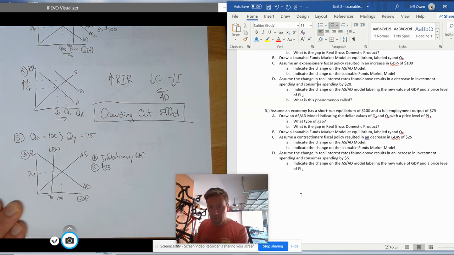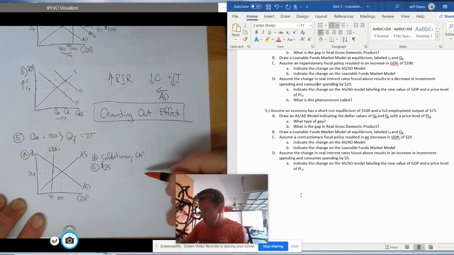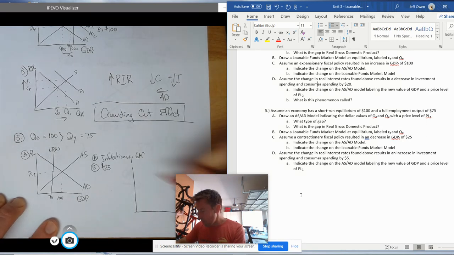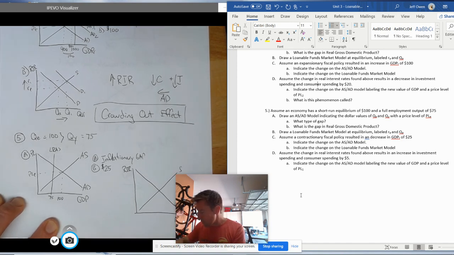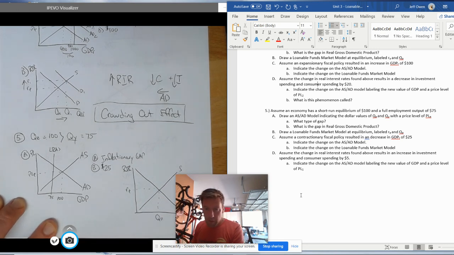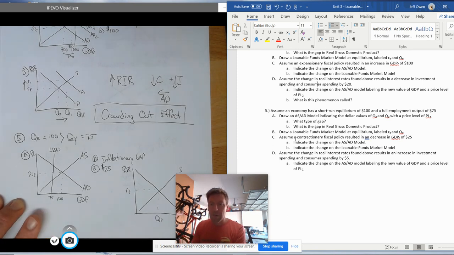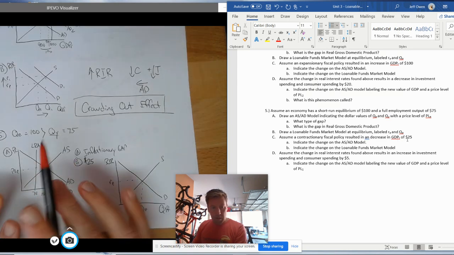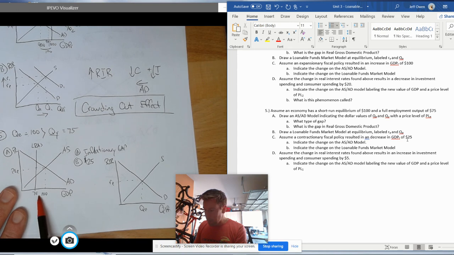Now they want us to draw a loanable funds market. Alrighty. So I'm going to draw that loanable fund. I'll say real interest rate, quantity of loanable funds, supply of loanable funds, demand for loanable funds, interest rate at equilibrium, quantity at equilibrium, and let's see, we're good. So now we're on C. Assume a contractionary fiscal policy resulted in a decrease in GDP of $25. Well, that's going to correct this gap right here.